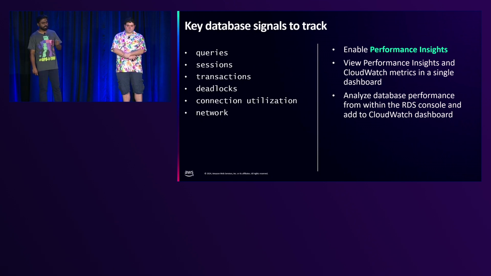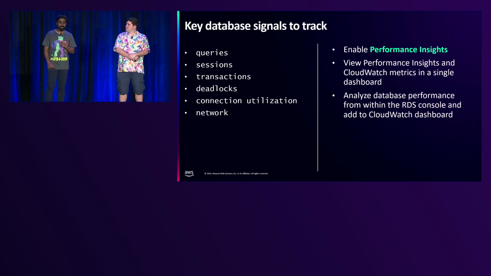So Performance Insights allows you to get information from the database, like query information, sessions, transactions, deadlock, and so on. And that gives you detailed insight into your database engine performance itself. And that is available from within the RDS console. You can look at all that information. You can also add that into CloudWatch. And then at that point, you're able to put all of this data together into one single view. So it's much easier for you to make sense out of.